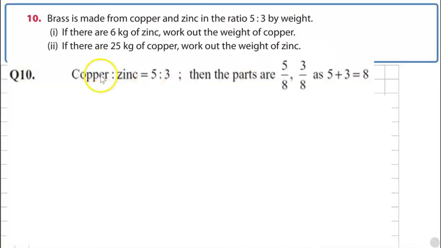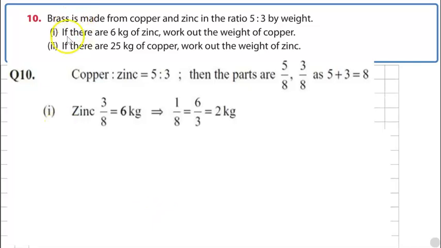So we know from the question copper to zinc is 5 to 3. So 5 parts copper to 3 parts zinc. And 5 plus 3 makes 8, so our denominators are 8. Then the parts are 5 over 8 and 3 over 8, because 5 plus 3 makes 8. So part 1, if there are 6 kg or kilograms of zinc, work out the weight of copper.